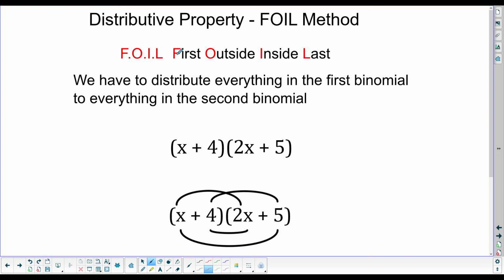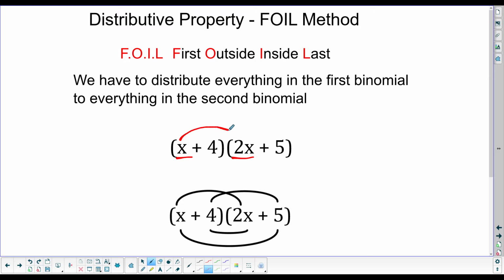Okay, so first, the F means multiply the first ones together. That's this one times this one. So we can draw that. Oops. My software's taking a break here. Hopefully it doesn't crash. There we go.